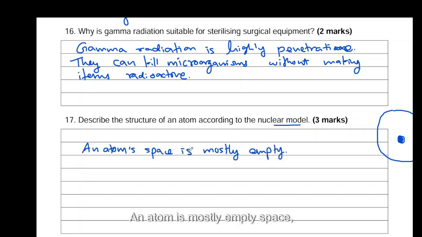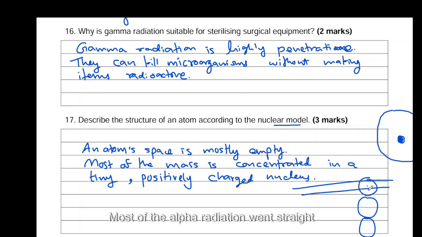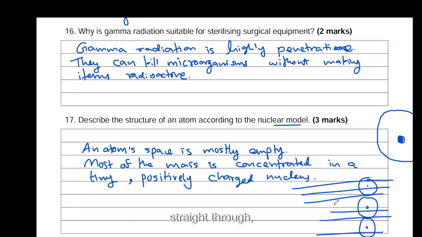An atom is mostly empty space, and most of the mass of an atom is concentrated in a tiny positively charged nucleus. Remember the experiment they did when they sent alpha radiation through a gold foil. Most of the alpha radiation went straight through. Majority of the alpha radiation went straight through. Some few just changed direction through small angles, and very few alpha particles, when they went straight at a nucleus, bounced back.